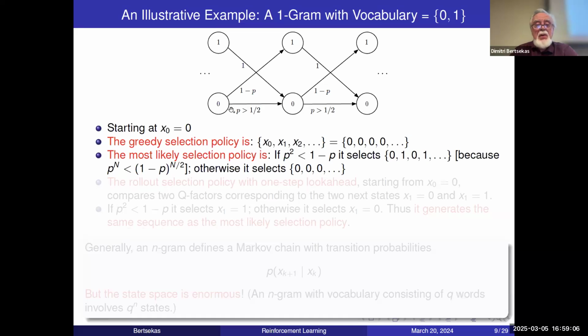In other words, getting from 0 to 0 along this path has probability p squared. This is a smaller probability than going from 0 to 1, which is 1 minus p times 1. Then it's clear that the best policy is this one, not this one, but rather this one. But not always: if p squared is less than 1 minus p, then this is more likely than this one. On the other hand, if you have the opposite inequality here, the optimal policy is a sequence of zeros.